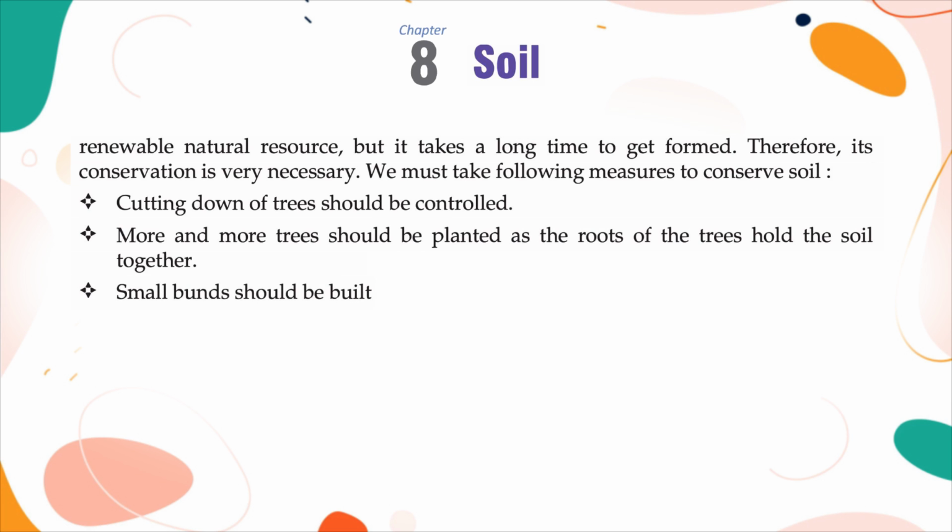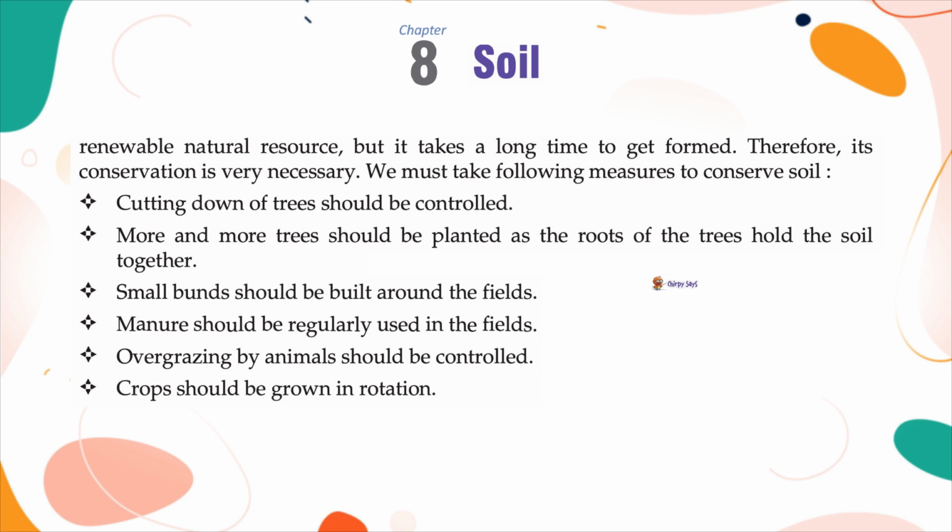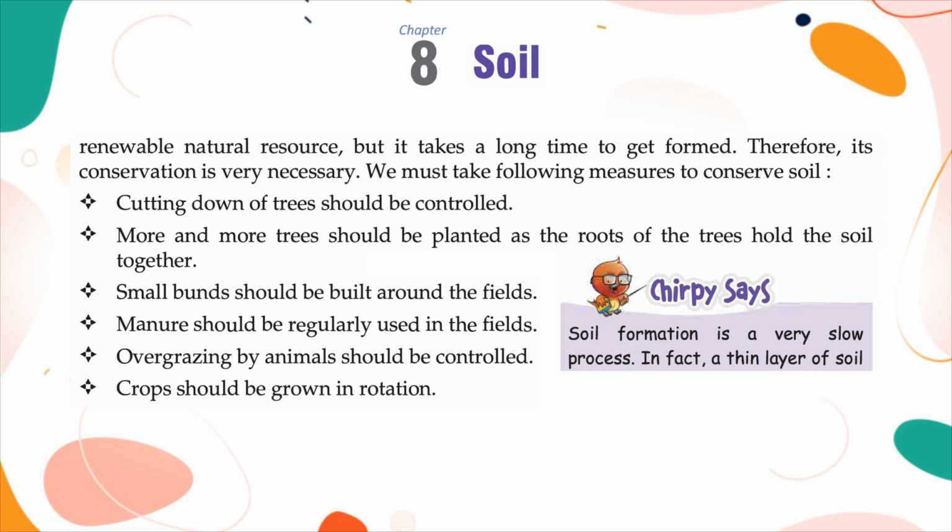Small bunds should be built around the fields. Manure should be regularly used in the fields. Overgrazing by animals should be controlled. Crops should be grown in rotation. Chirpy says, soil formation is a very slow process. In fact, a thin layer of soil takes thousands of years to form.